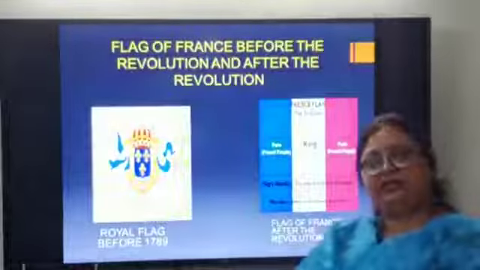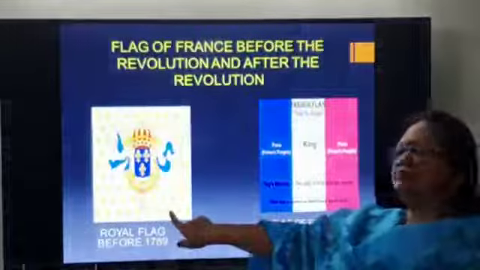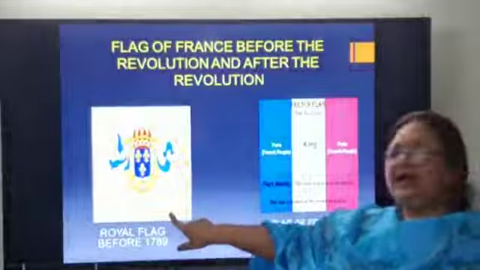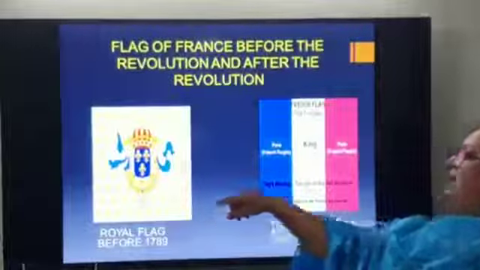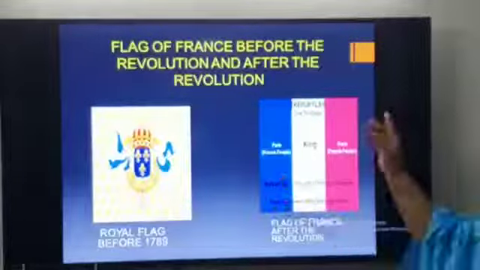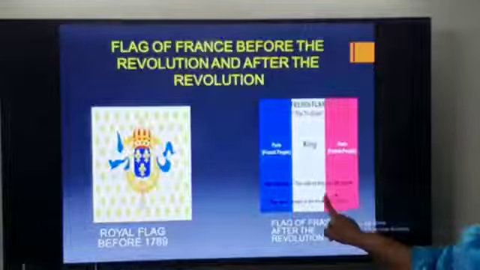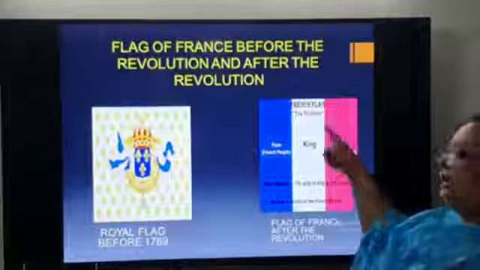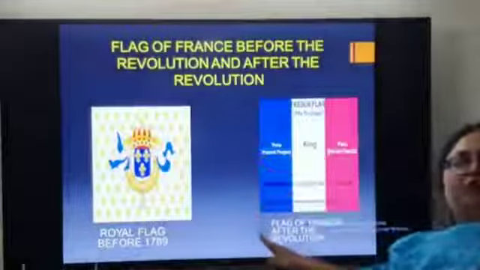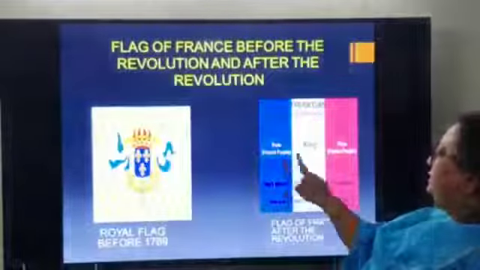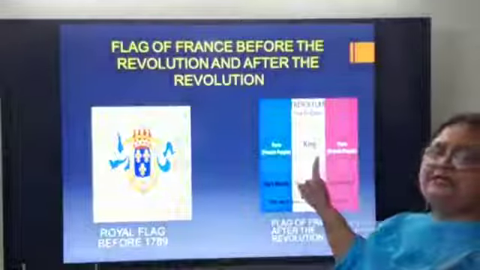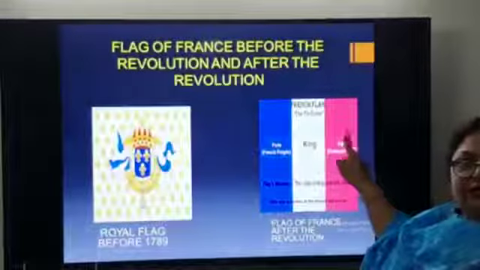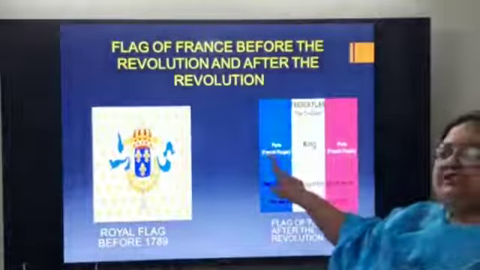Before 1789, this was the flag that France had, the royal flag. After the revolution, after 1789, we have a tricolor flag, blue, white and red. Blue is basically very close to the pole. These 3 colors stand for liberty, equality and fraternity.